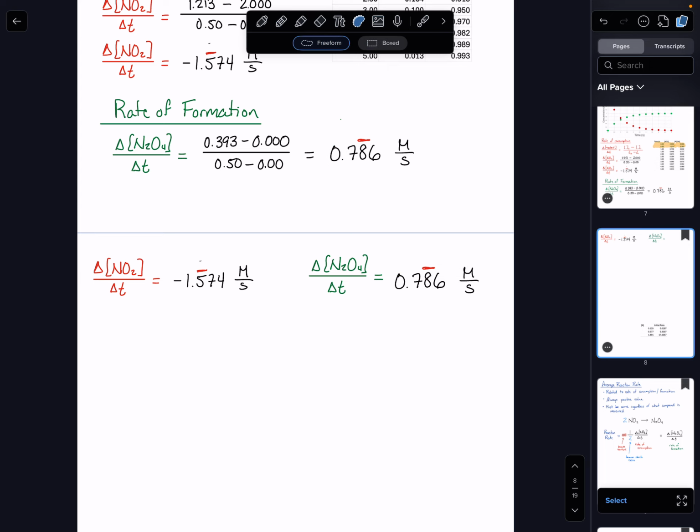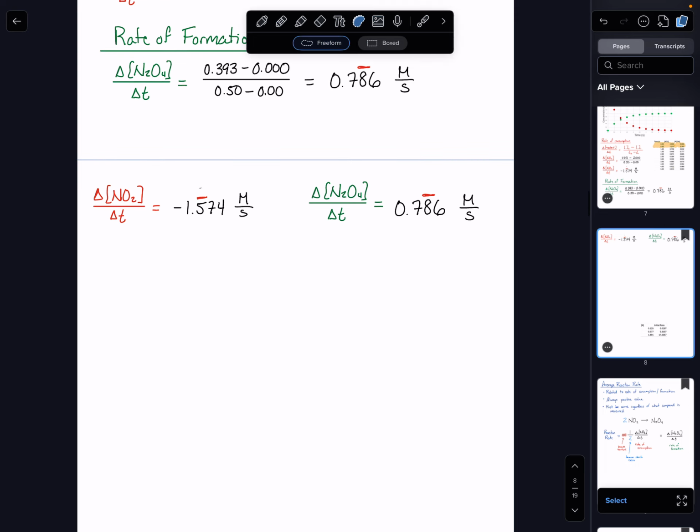All right, is the rate of consumption equal to the rate of formation? No, they're not the exact same value. But can anybody see how they're related here? That's the stoichiometric ratio. Absolutely. This value is exactly twice that of the rate of formation. We can be even fancier here. We can say this rate of consumption times 2, I guess times negative 2 if we're being good, equals that rate of formation, right? So again, we see that stoichiometric ratio come into play.